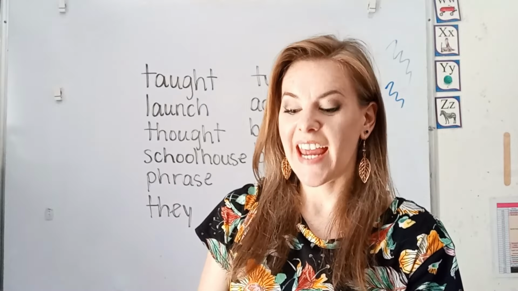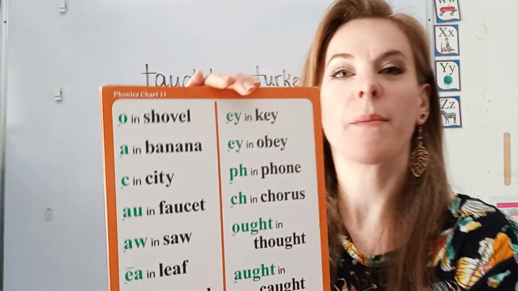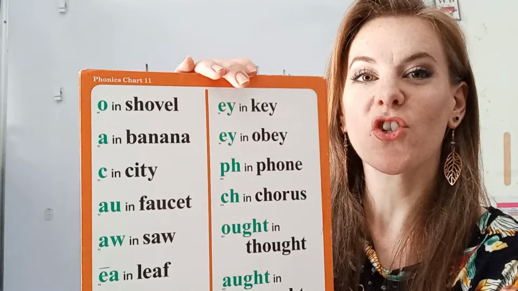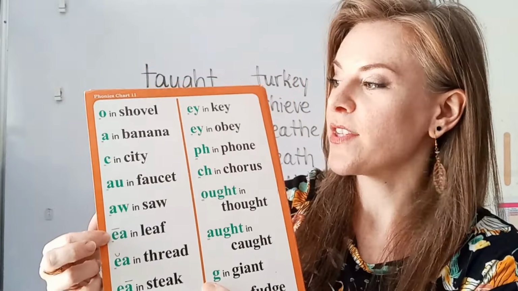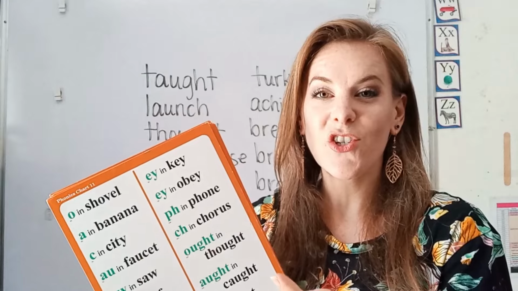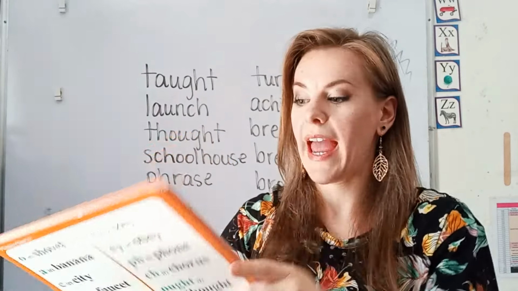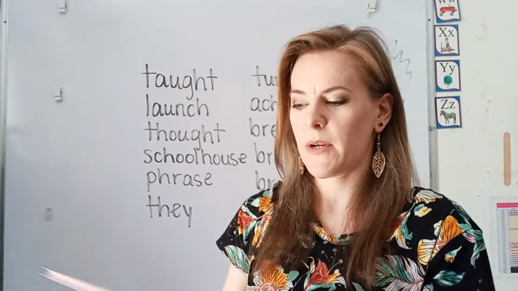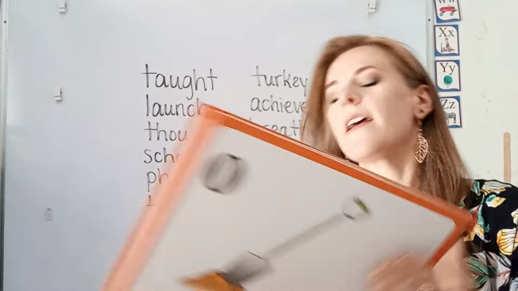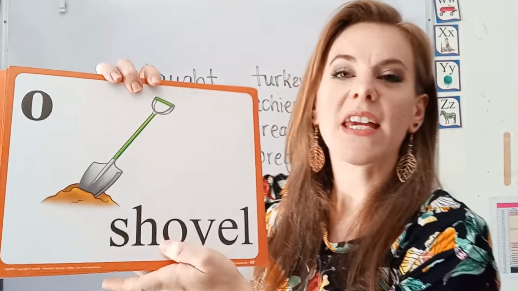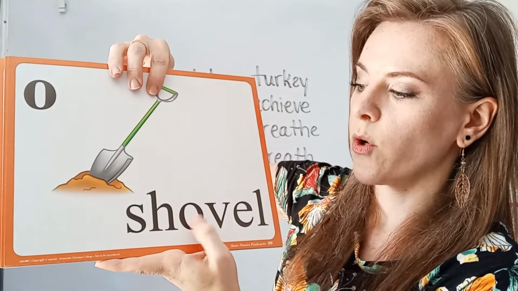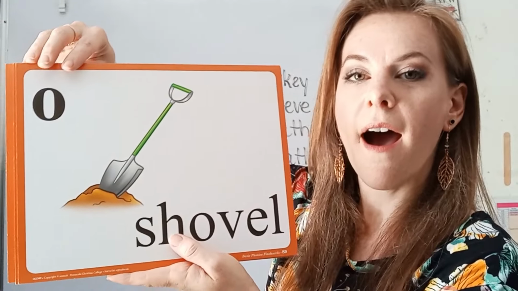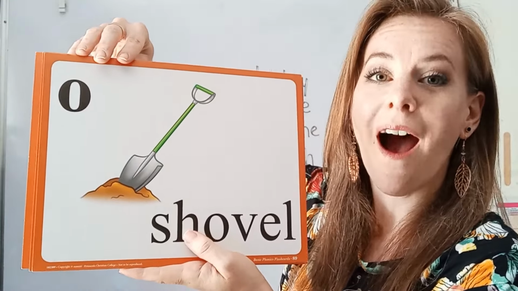Hello students, today we are going to go over chart number 11, our special sounds chart 11, and we're going to spell each special sound, we're going to pronounce each special sound, and we're going to look at examples of our special sounds. Okay, so the first one that we have is the O in shovel. The O in the word shovel makes the sound of a short U.